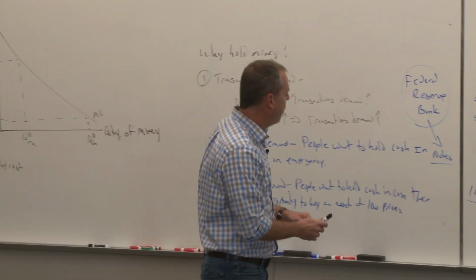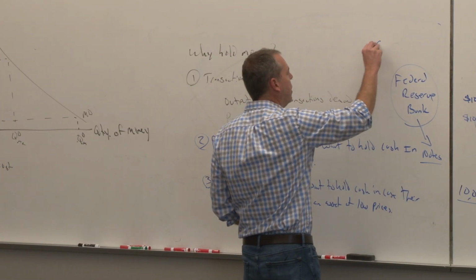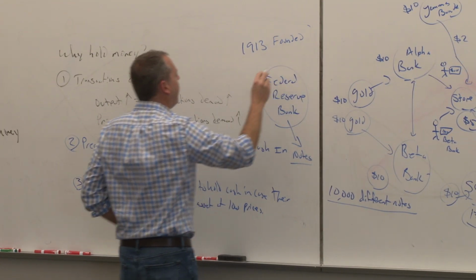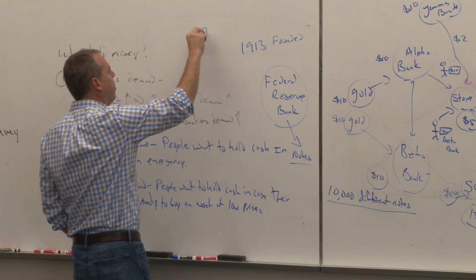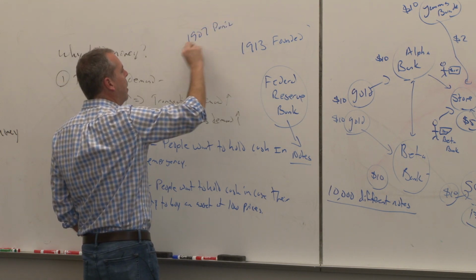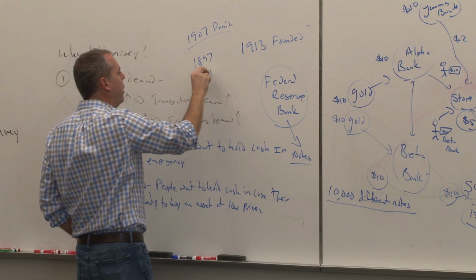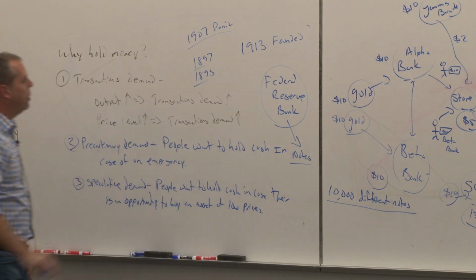And the Federal Reserve was founded basically in 1913. Partially due because you had all of these panics, right? You had panics in 1897, 1893. We were getting to the point where we're having all these different types of panics.